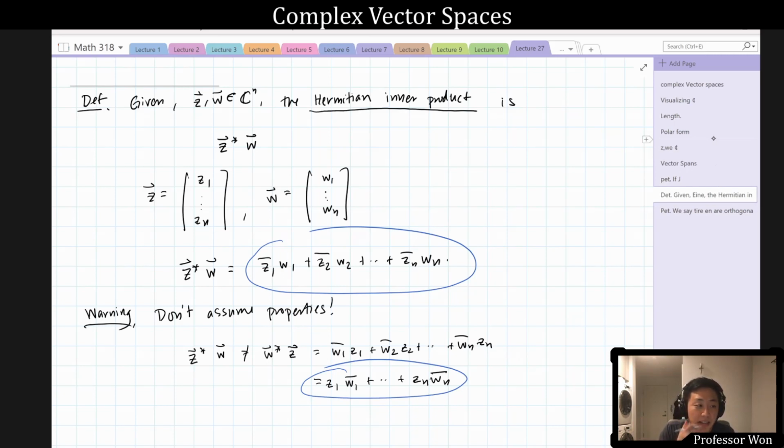All right, so next time we'll talk about the complex spectral theorem, and then we're going to move toward some Fourier transform stuff as we end the course. See you next time.